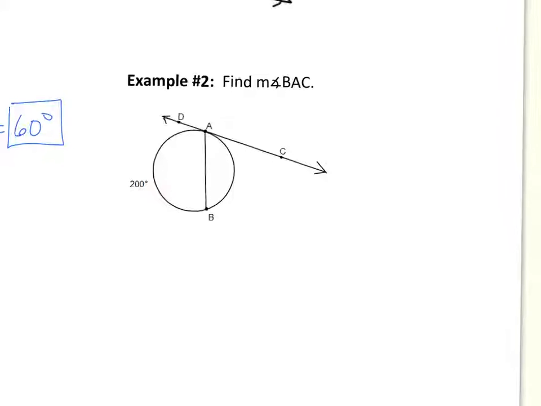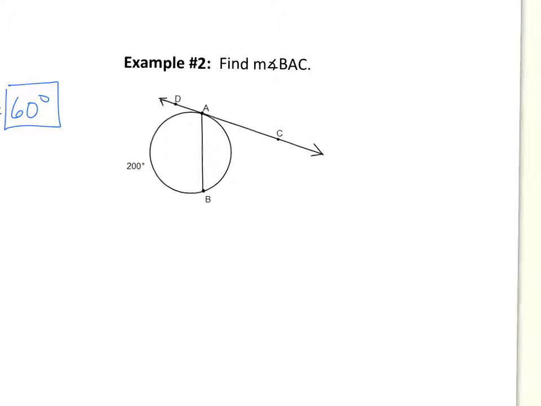Let's look at example 2. Very similar kind of problem. We want to find the measure of angle BAC. That is this angle right here, because if I go BAC, that's this angle here. Now the arc I'm given is 200.